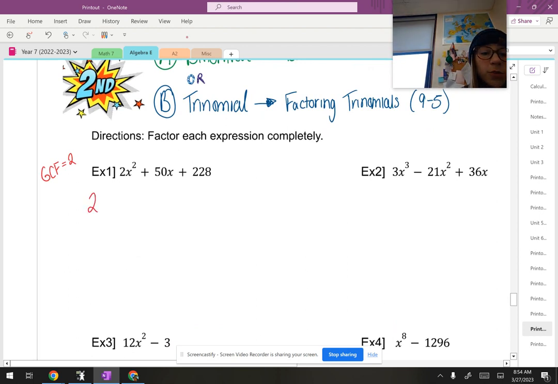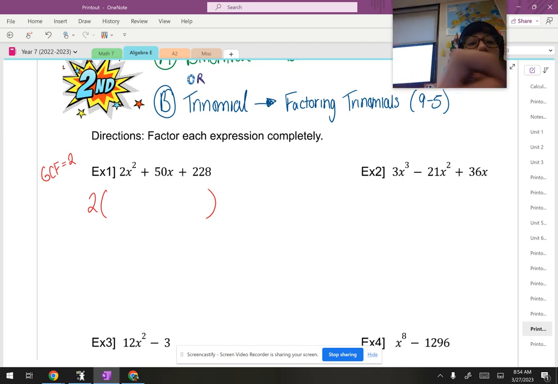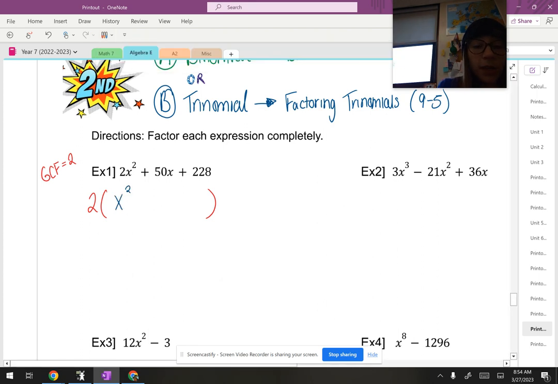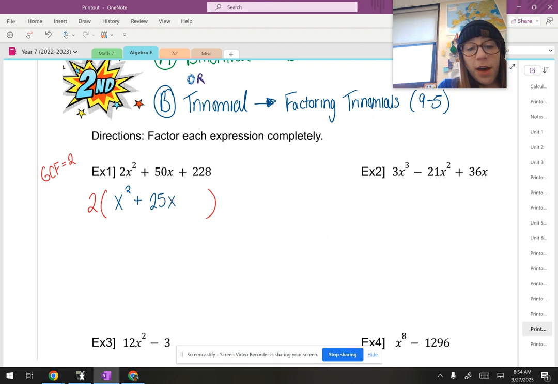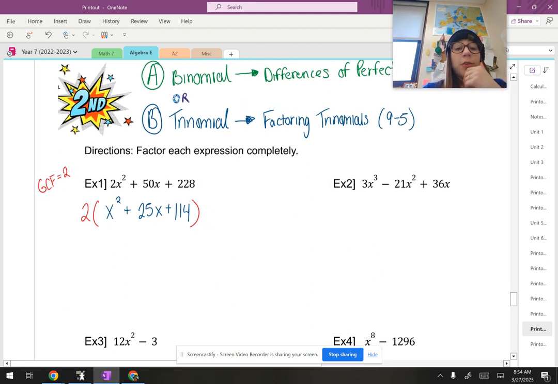And when I take it out, I'm just going to keep it on the outside of my parentheses because remember, we're creating equivalent expressions. So they have to be equal to the original one that we started with. So dividing the 2 out of each piece leaves me with x squared plus 25x plus 114.